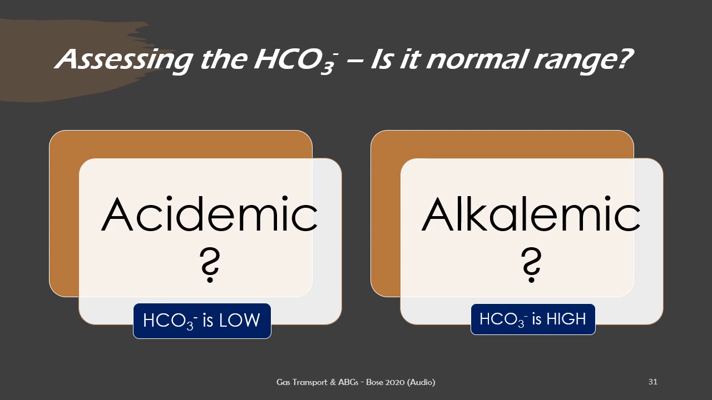Step 3 is to look at bicarbonate. Bicarbonate is a base. If it is high, then acid-base status is alkalotic, in which case the patient will be alkalemic, which makes the pH high. If it is low, then the patient is acidemic and the acid-base status is acidotic.